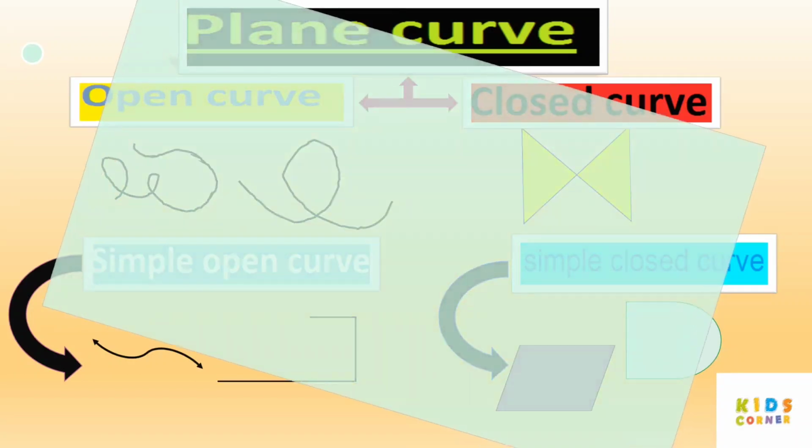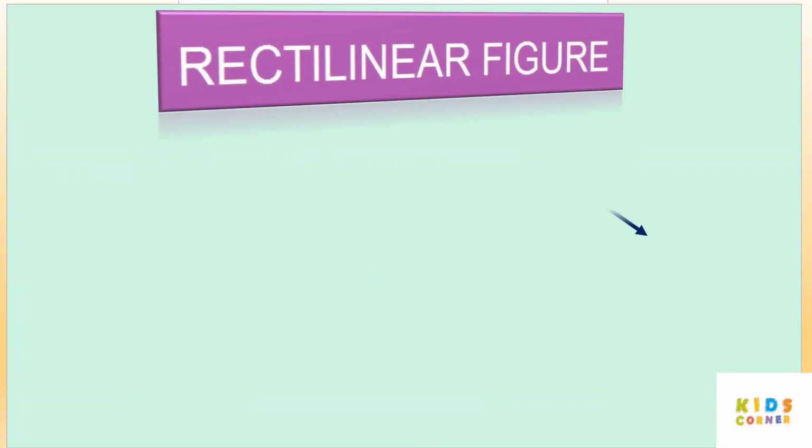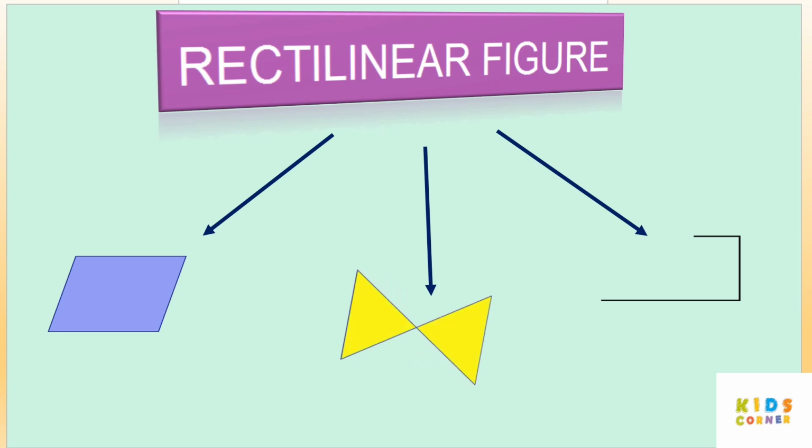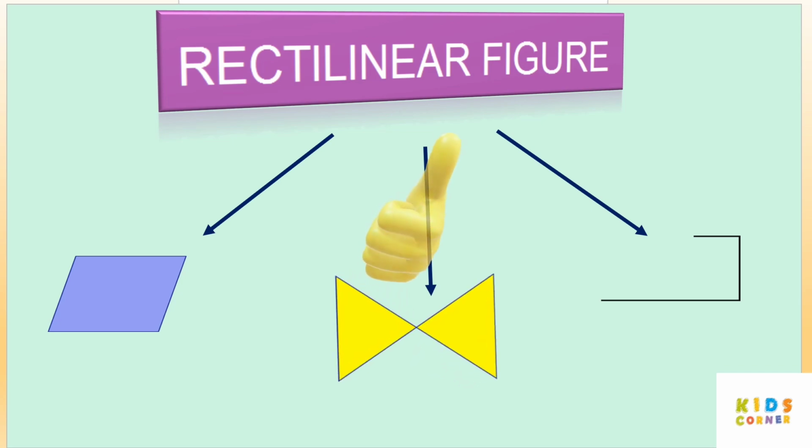Now let us see about rectilinear figure. A rectilinear figure can be open, can be closed. The only condition it should satisfy is that it should be made up of lines. Here you can see open figure as well as closed figure. All are rectilinear figures because they are made up of lines.